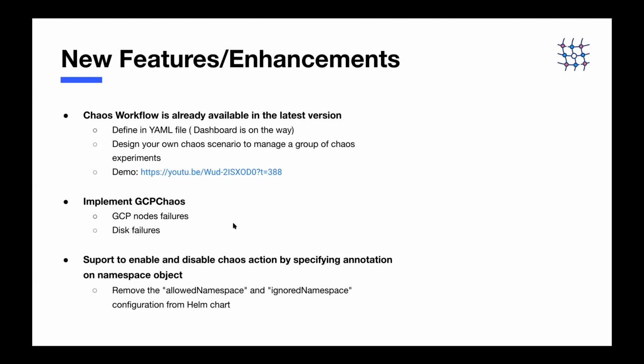The next is about GCP chaos. In this month, we added GCP chaos to simulate GCP node failures or disk failures. We also removed the allowed namespace and ignored namespace configuration from the Helm chart. And if you want to enable or disable all chaos actions on a specific namespace, you can use a specific annotation to do it.